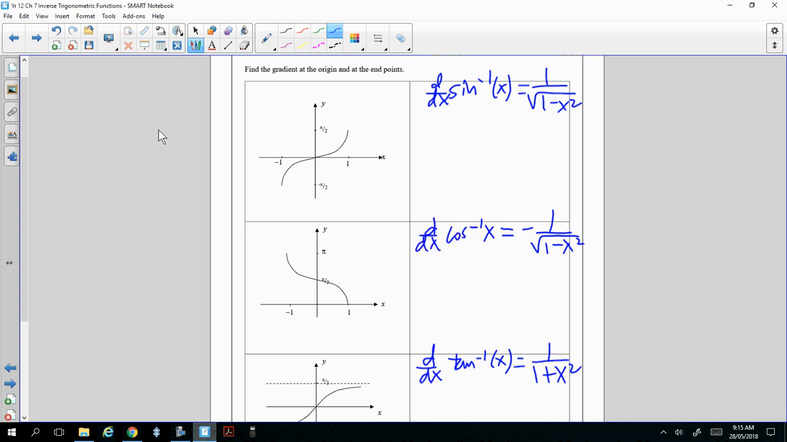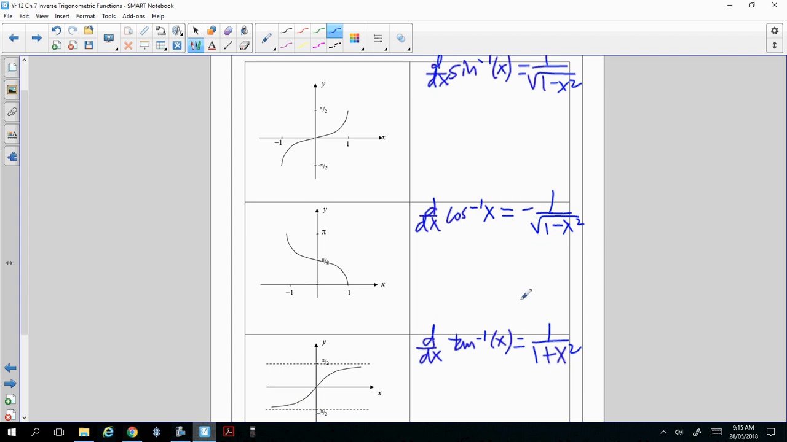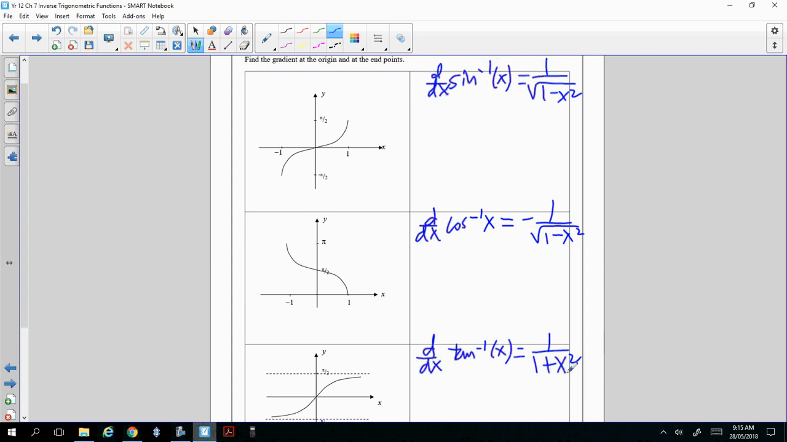So you can see the derivative of sine inverse and cos inverse are very similar because the graphs are very similar, except one has a positive, one has a negative. The derivative of tan inverse doesn't have a square root, it's 1 plus x squared instead. Let's see how the derivative relates to the graph.